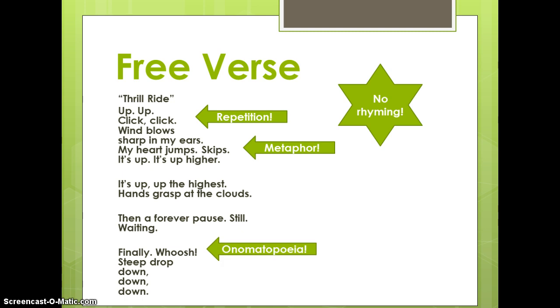What about an onomatopoeia? Whoosh! That's the sound a roller coaster makes as it drops. So we know whoosh is a word that sounds like the word it's describing. So this is a poem, and it's a poem in free verse. And this poet didn't need rhyme to create meaning. She used lots of different poetic devices and form to convey that.